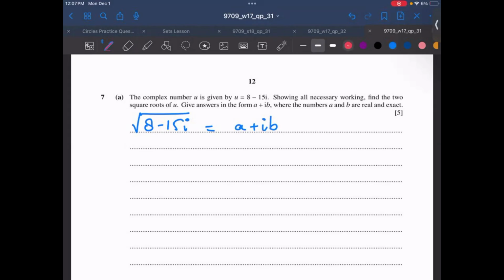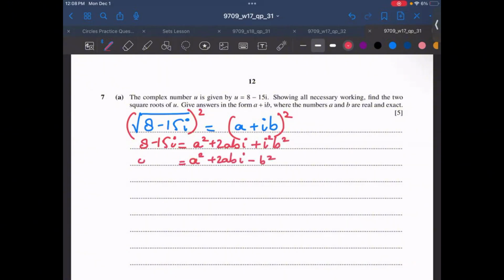In the first step, we'll square both the sides, and we'll get 8 minus 15i is equal to, expanding this, a squared plus 2abi plus i squared b squared. i squared is minus 1, so we'll get a squared plus 2abi minus b squared is equal to 8 minus 15i. Now comparing the left and the right hand side, 2ab is the imaginary term, so 2ab is equal to minus 15, and a squared minus b squared is the real term, which is equal to positive 8.